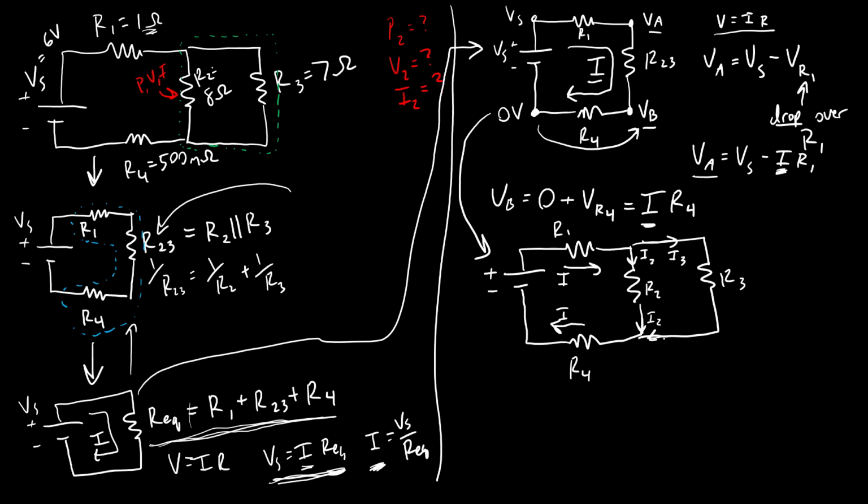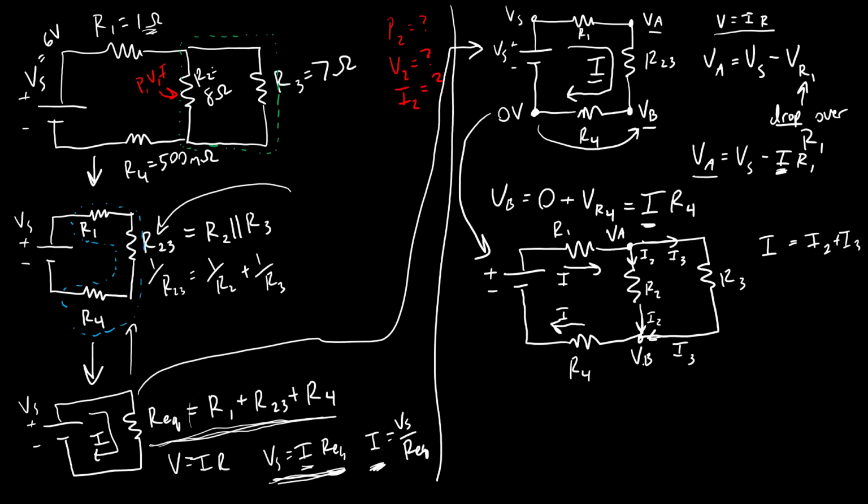I2 and I3 merge again at this point. So I can write an equation using Kirchhoff's current law that I equals I2 plus I3, but those are unknowns. I do not know those. What I do know from my previous step, though, is that I still have VA and VB at these two nodes.